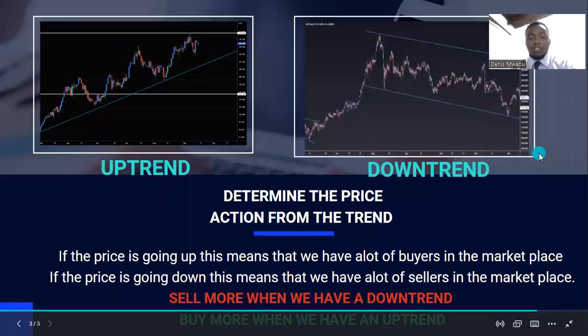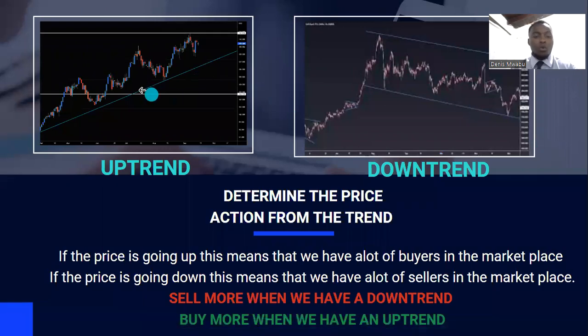So let's go to the second slide, and I want to show you on a graph what we mean by an uptrend and what we mean by a downtrend. This is what our graph looks like on an uptrend. You find that this is a higher low, and this is a higher high.